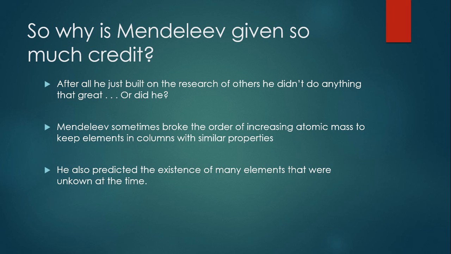One of the really important things that he did is he also predicted the existence of many elements that were unknown at the time. Based on his classification scheme, there were some gaps. He was like, well, there should be something that fits here. According to everything else I've got, there's a little gap here. There should be something that fits. And he actually predicted the existence of some elements that we know today.